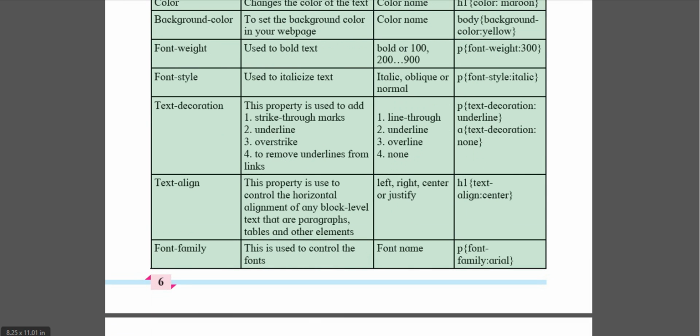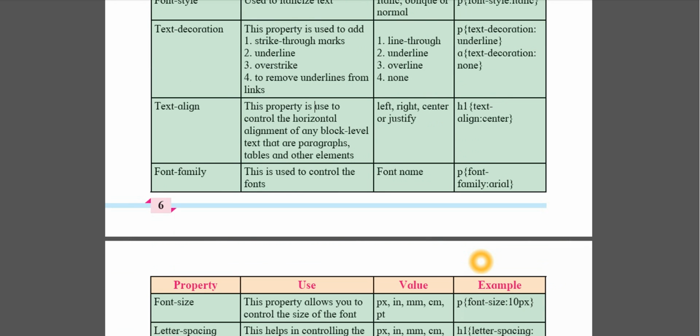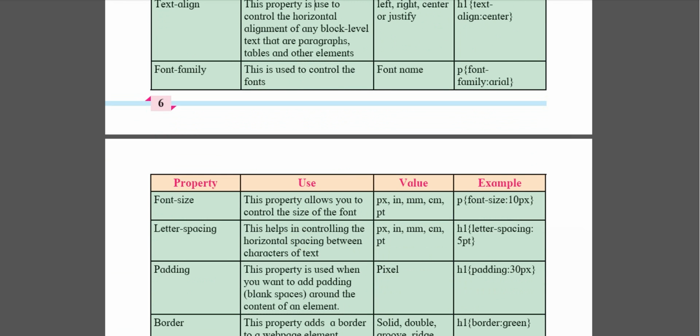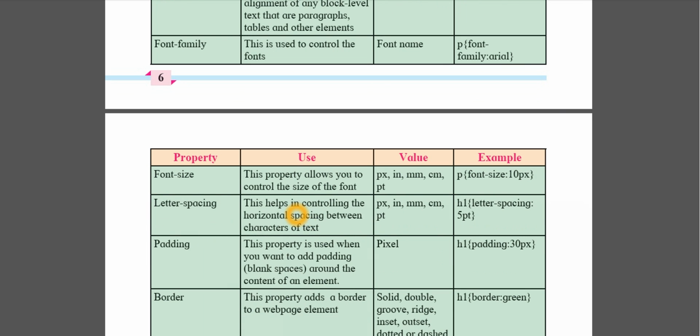Now font family, this is used to control the font name, so that is called font family. Font size allows the size of the font, so pixels, centimeter, pt, they are the font size units. Letter spacing helps to control the horizontal spacing between the characters of the text.